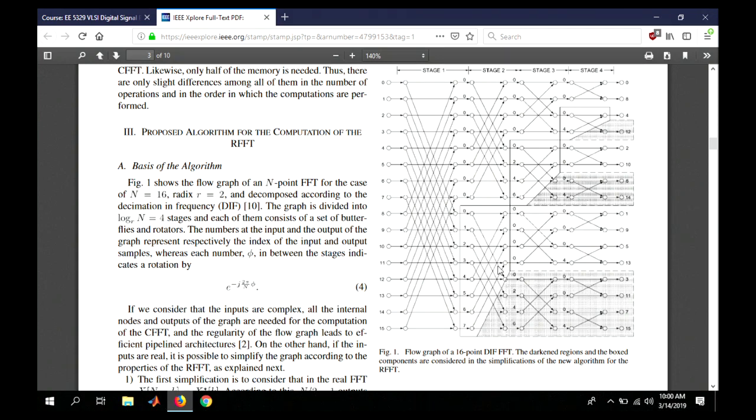Okay, so what happens? At least the top half remains real, but the bottom half, after we multiply these complex multiplication values, these W1, W2, etc., these W's are e to the power minus something. e to the power j theta is cosine theta plus j sin theta. So these are complex numbers. A real signal multiplied by a plus j b is going to be a complex number. So these butterflies are no longer real, but they are complex.